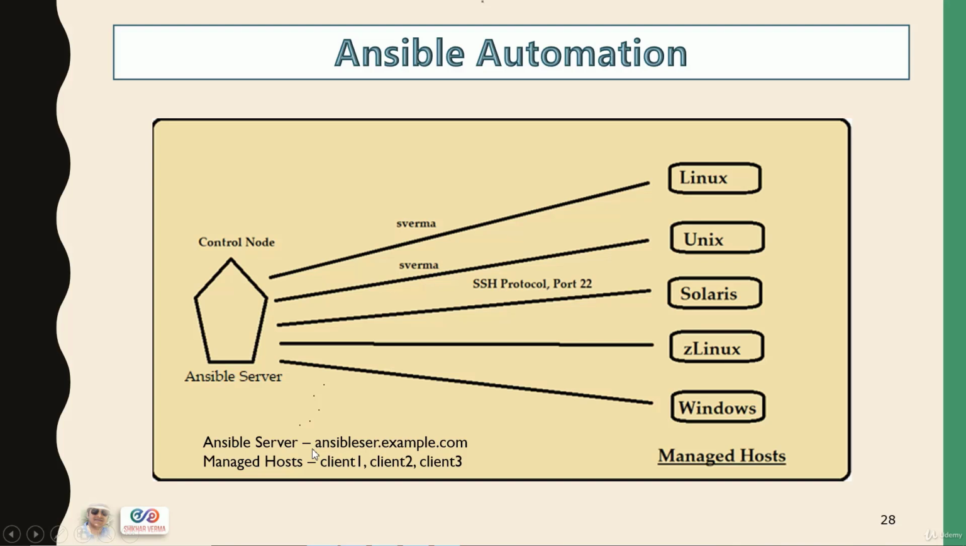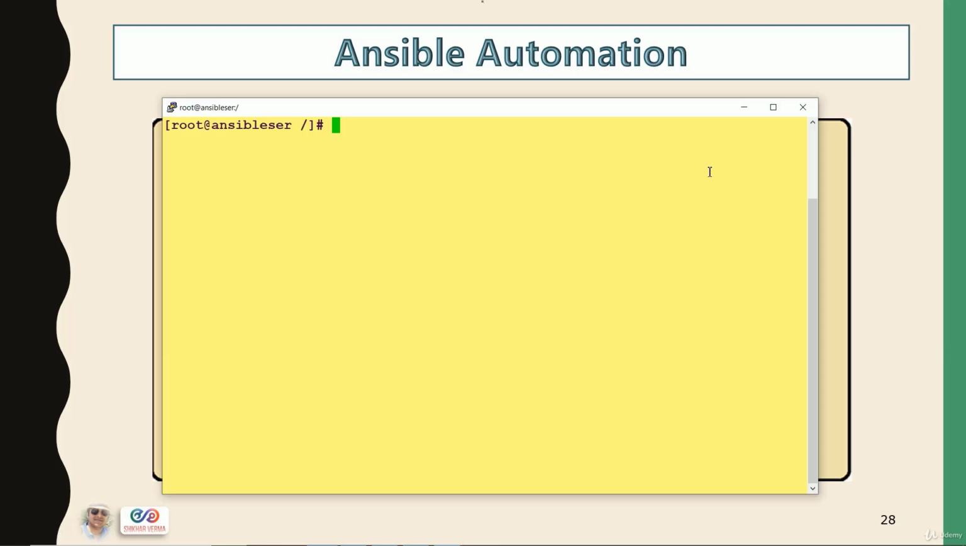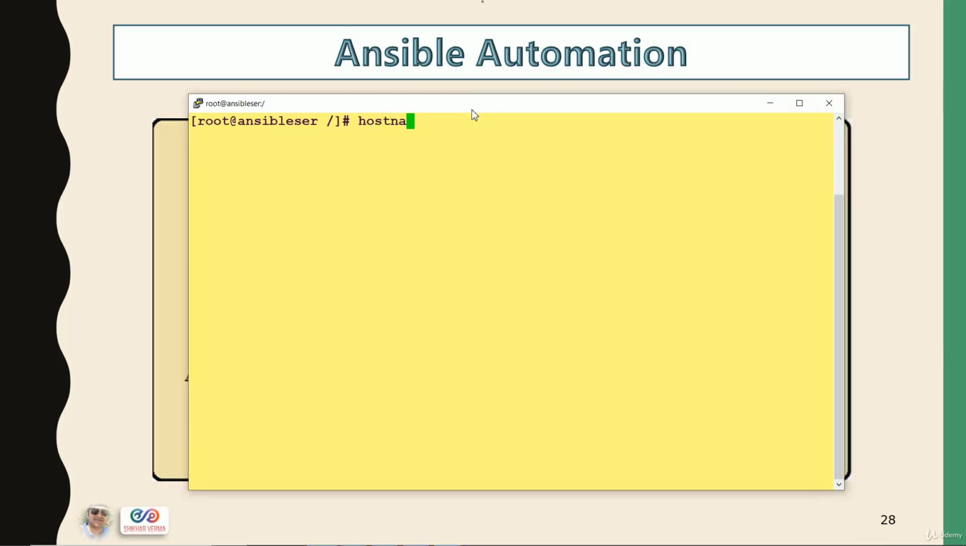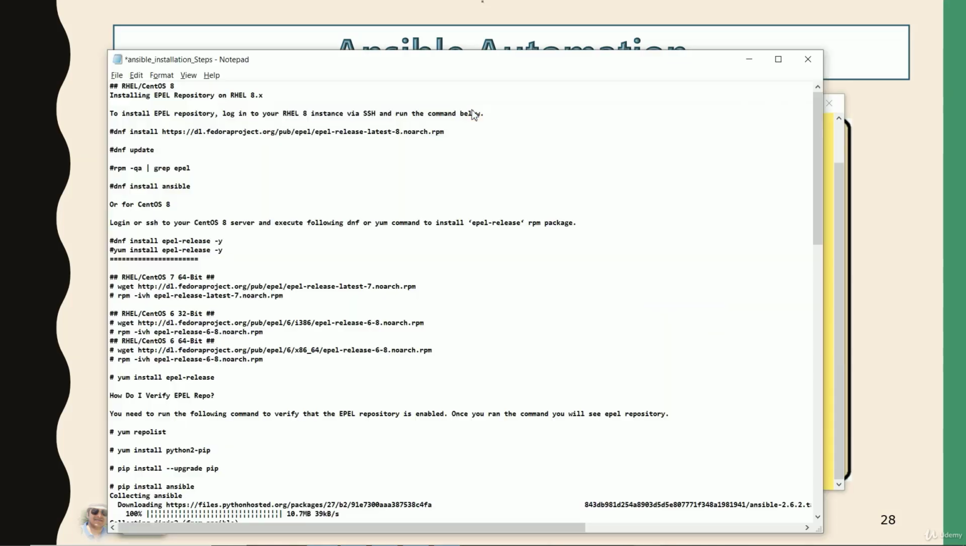So I'm going to log into this Ansible serve.example.com and install the Ansible package. So I'm on this server. Here you can see that I have the installation plan, and I have written the plan for each and every operating system, from RHEL 8, CentOS 8. These are the steps, and if you have RHEL 7, CentOS 7 on which you want to do the Ansible setup, you can use these commands.